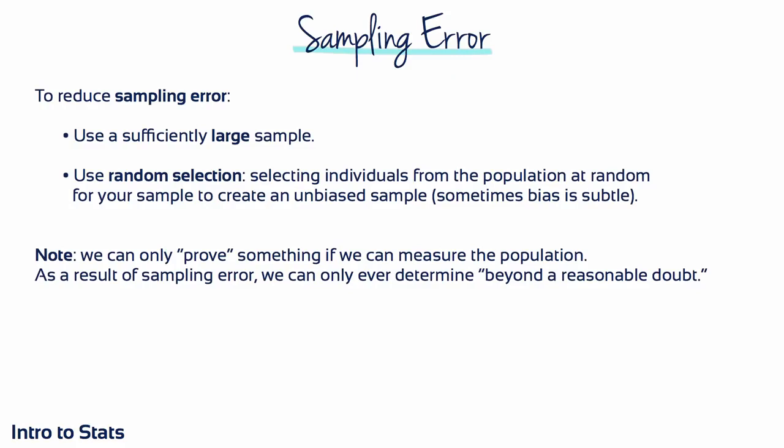We don't expect the statistics from a sample to be perfect. There always will be some margin of error when sample statistics are used to represent population parameters. So sampling error is normal and can be minimized by using sufficiently large and randomly selected samples.